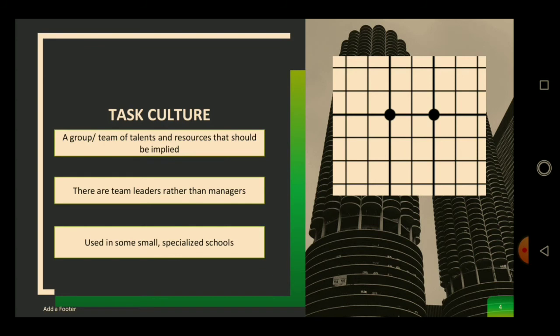The next is task culture. Task culture means a group or a team of talents and resources that should be applied to a project, problem, or a task. Well, I mean, it builds cooperative groups, making up a team, and task culture can be warm and friendly because there are team leaders rather than managers. Task culture provides an exciting work environment, and it may well be the case that a good school is one in which a task culture predominates. Indeed, this organization is used in small cities and specialized schools.